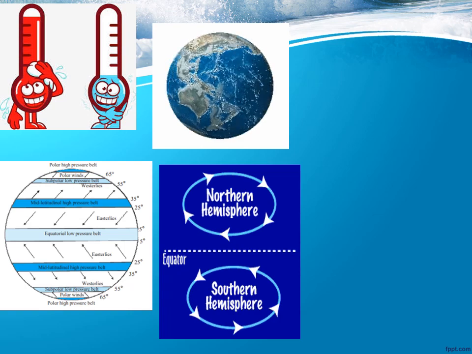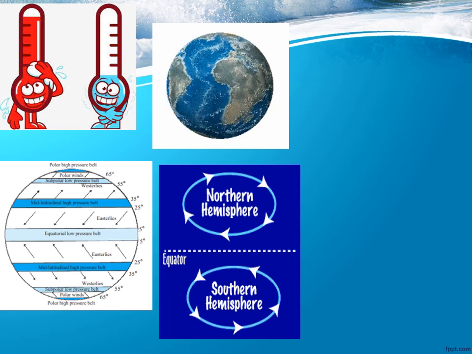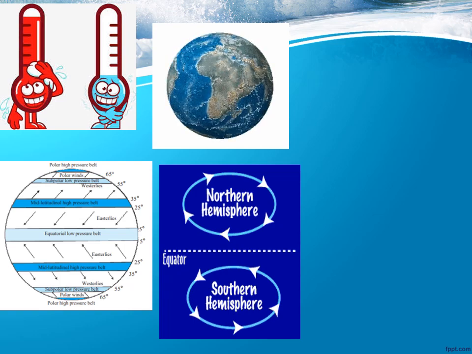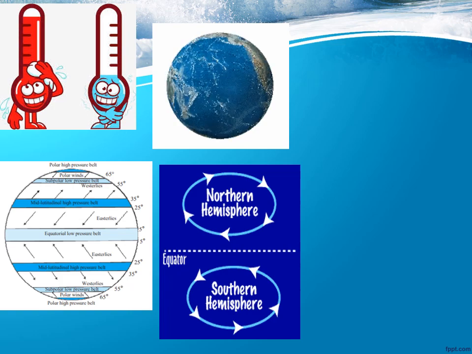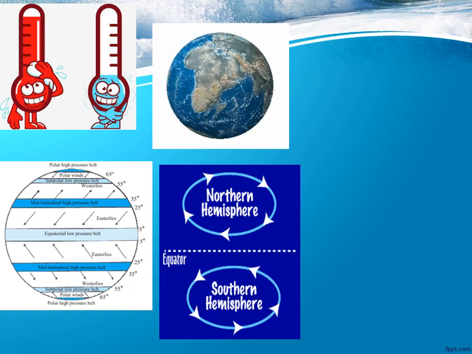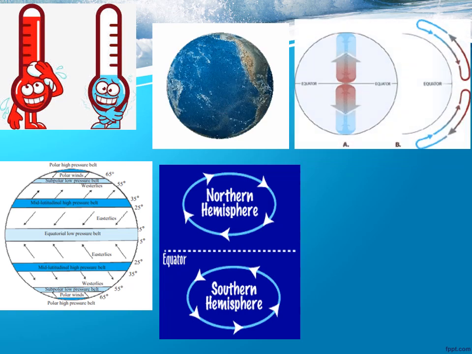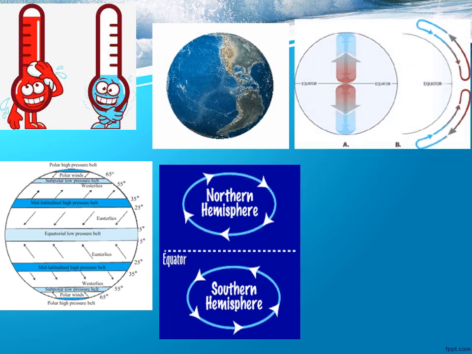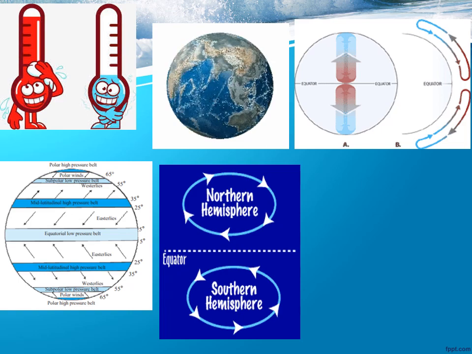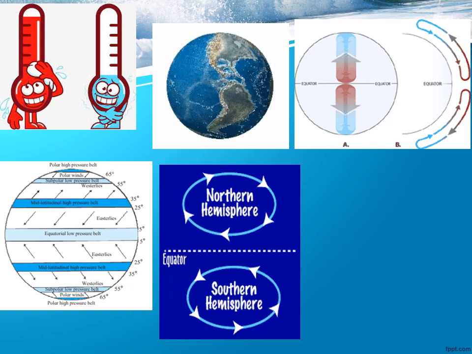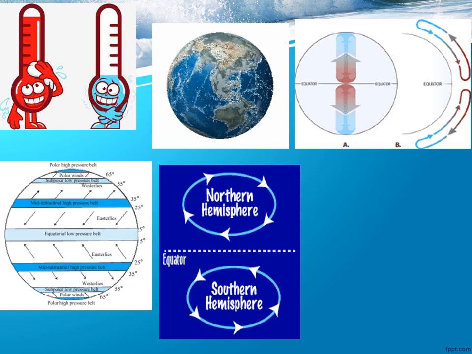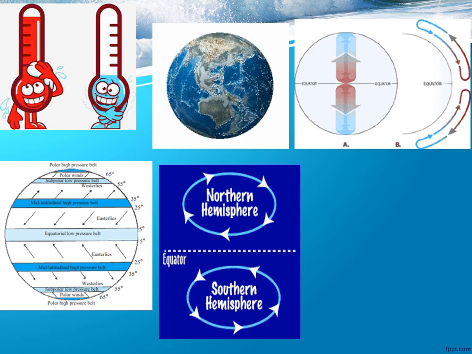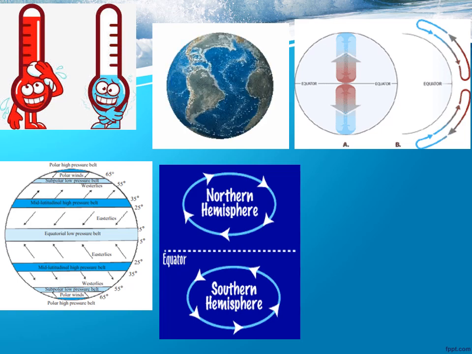This is known as the Coriolis effect. If the earth did not rotate and remained stationary, the atmosphere would circulate between the poles, that is high pressure areas, and the equator, that is a low pressure area, in a simple back and forth pattern.